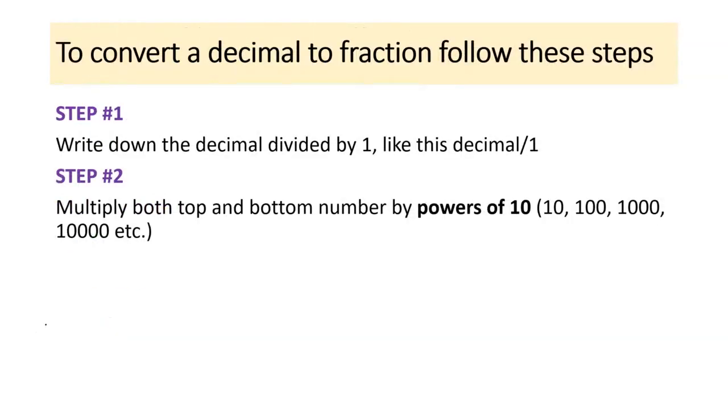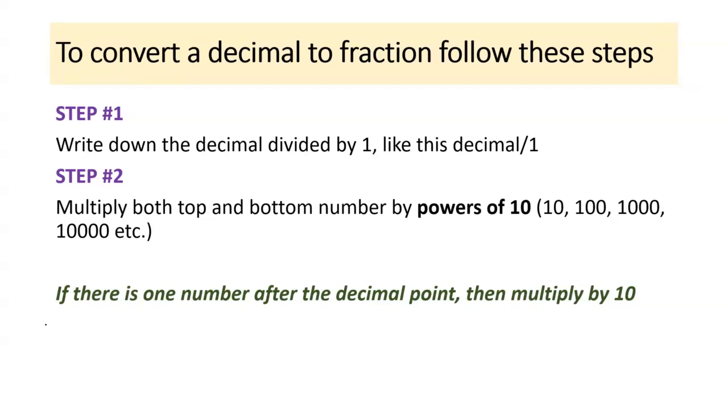Let's convert a decimal to a fraction. We will follow a two-step process. First, write down the decimal divided by 1. So basically, we're changing it into a fraction. Then we'll multiply both the top and the bottom numbers by a power of 10. It could be 10, 100, 1,000, 10,000, etc.